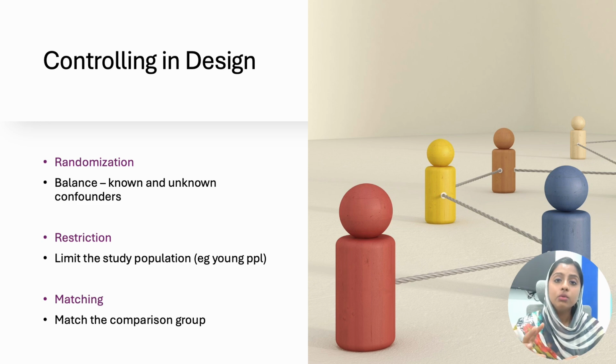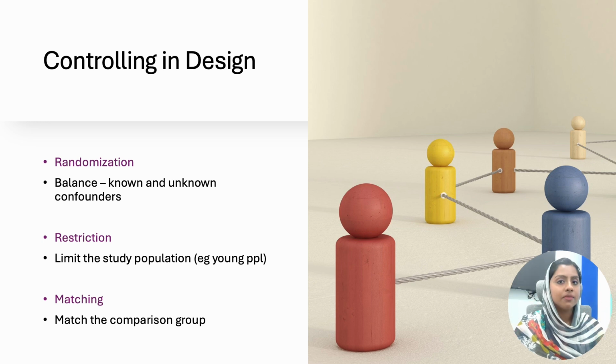Now, what can you do in the design in order to address the confounder? One is randomization, which is why randomized controlled trials are considered to be one of the highest among the hierarchies in terms of evidence. This is because randomization is a procedure where you randomly select your subjects. Once you randomly select your subjects, because of this randomization, the confounders get balanced in the two groups, like the cases and controls.